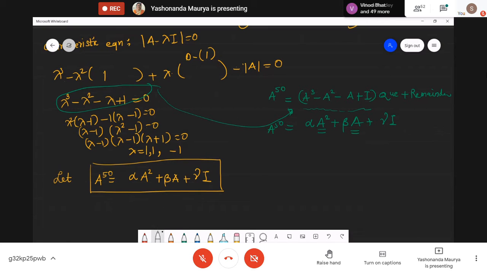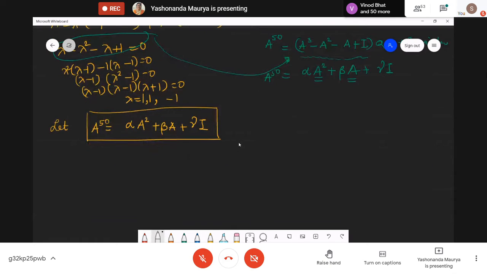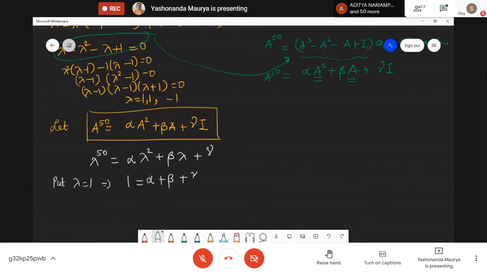Now how do we simplify this further? Now we'll write down the expressions in terms of lambda. Lambda raised to 50 is equal to alpha lambda square plus beta into lambda plus, sorry, not 2, gamma. Now we can substitute the values over here. So when we put lambda equal to 1, what we get is 1 is equal to alpha into 1 square plus beta into 1 plus gamma.